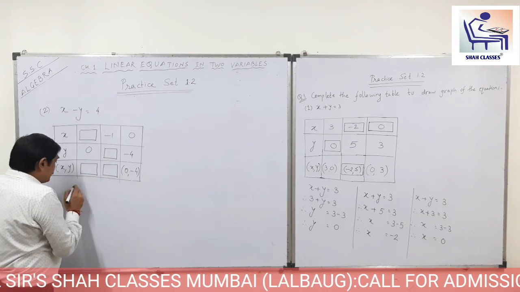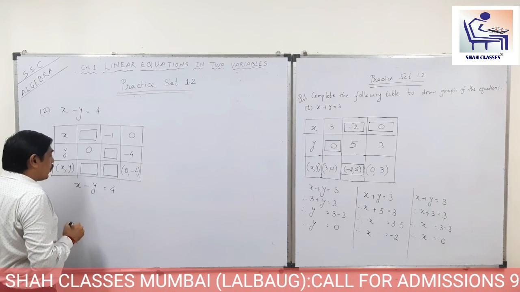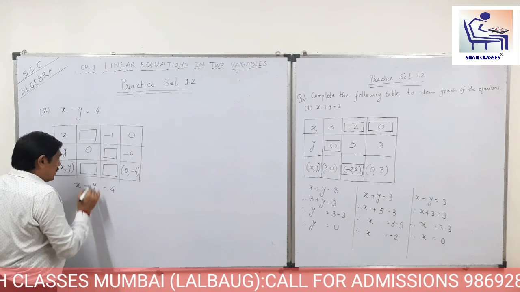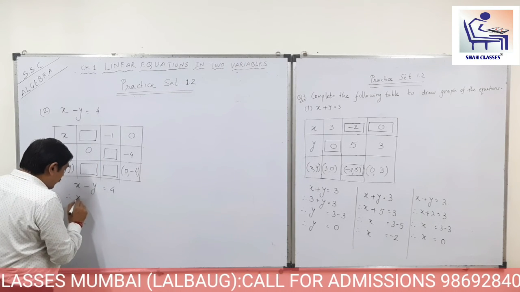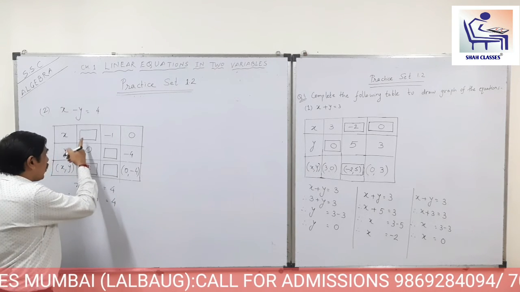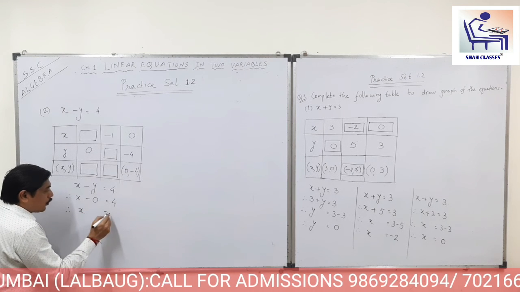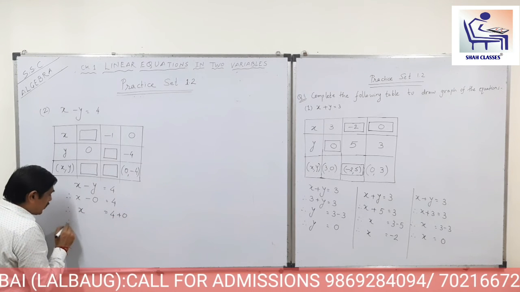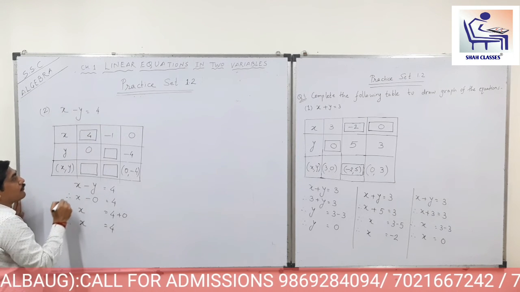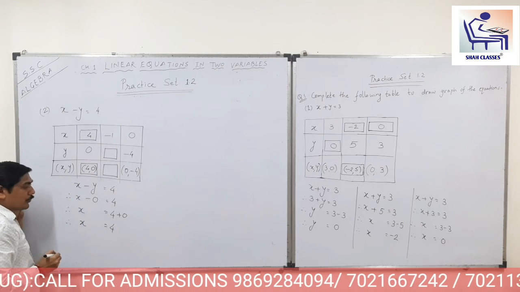Okay, so here x minus y is equal to 4. In this equation, the value of y is 0. So we will put the value of y as 0 to get the coordinate of x. Now you can understand x is equal to 4 plus 0. So x is equal to 4. So here we are getting the answer 4 and fill up this box as 4 comma 0.